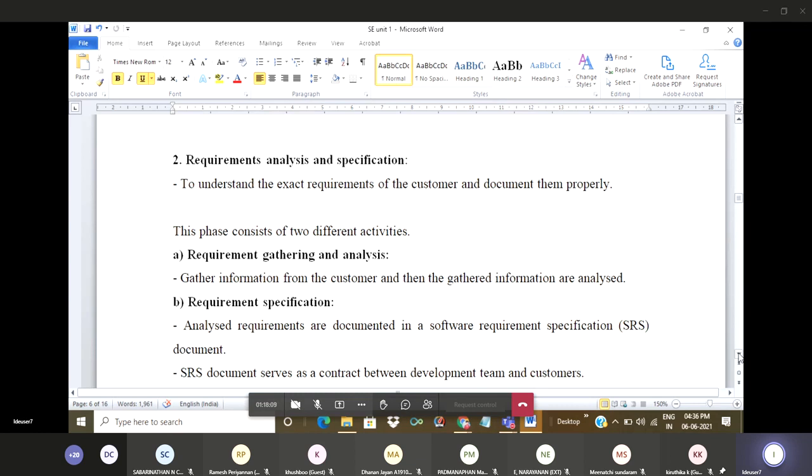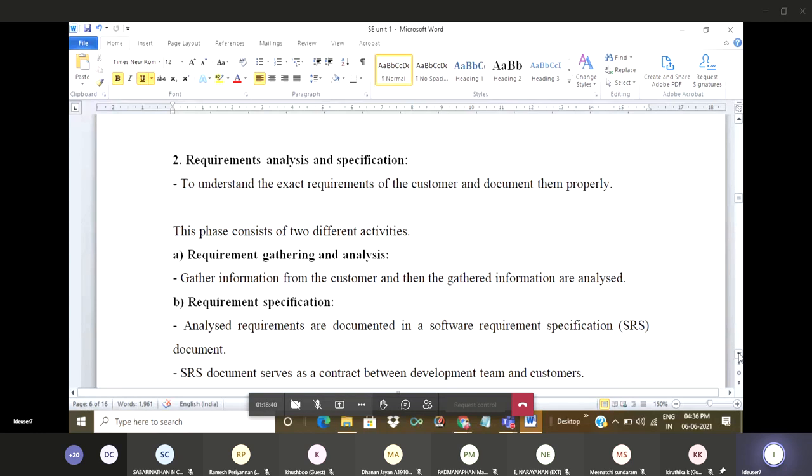After getting all the requirements from the customer, we have to document them properly, because when we deliver the project to the customer, he may say, I didn't say these things, but you have included these concepts. So at that time, if we have properly documented, we can show the proof to the customer. For this reason, we have to understand the exact requirement of the customer and document them properly.